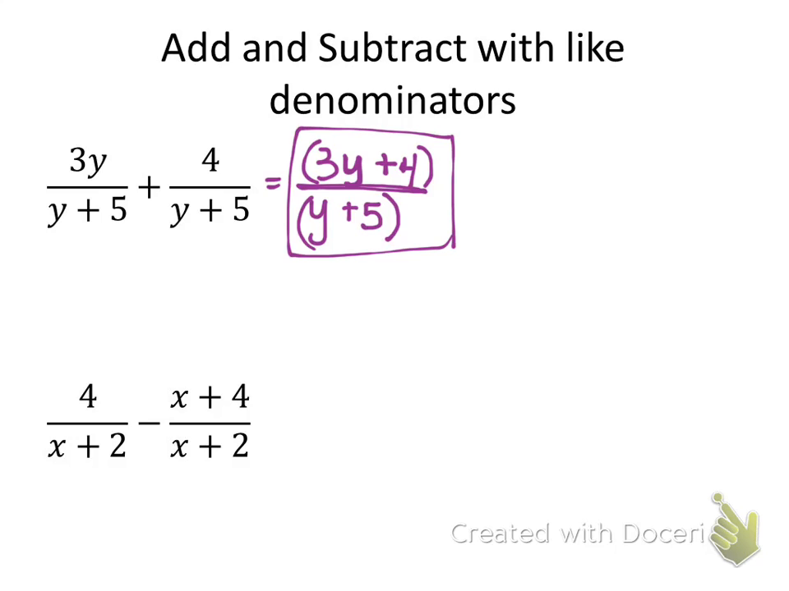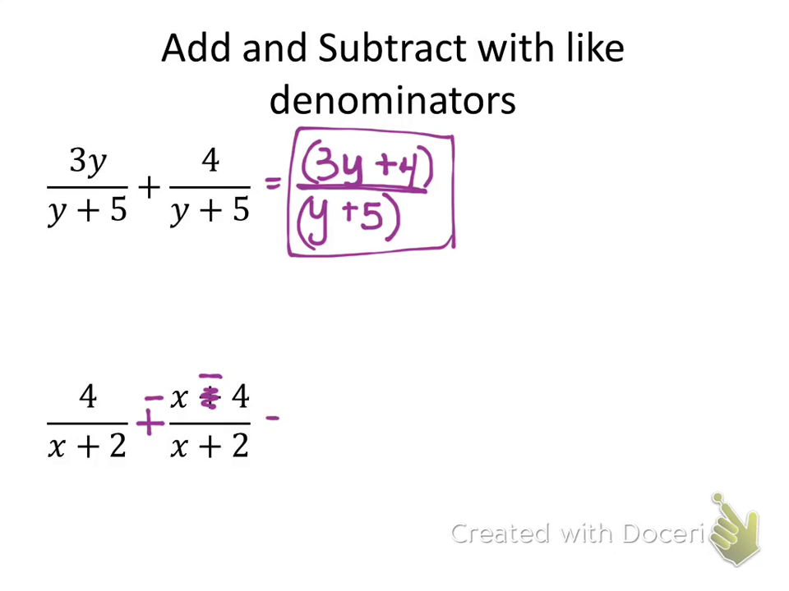So this x right here needs to become negative x. This 4 needs to become negative 4. And what that does is I now change my subtraction to addition. Okay? So everything behind the minus sign you change. Now, I don't do anything to what is before the minus sign. That stays the same. But everything after, I change the sign to its opposite. And I make it an addition problem.